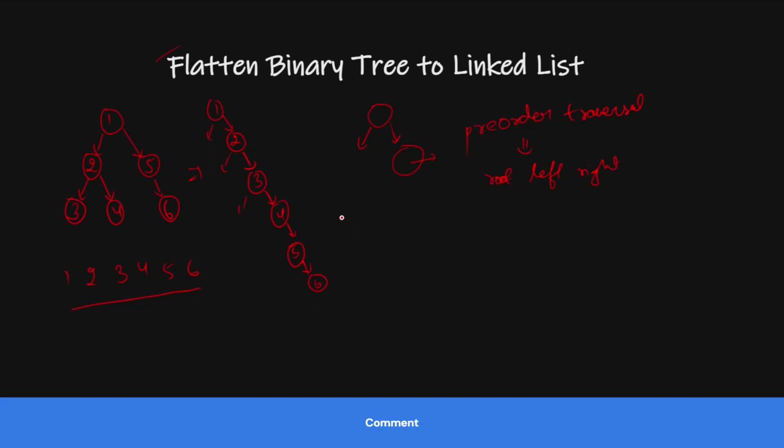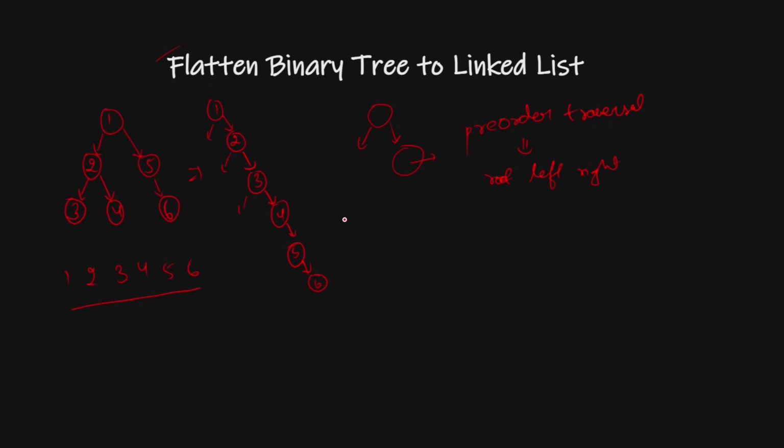So how are we gonna solve this? We have three approaches. First one is iterative, then we will solve it recursively, and in the last we will understand what Morris traversal is. So first let's understand how we can solve it using the iterative approach. Now how do we do a pre-order traversal using a stack?